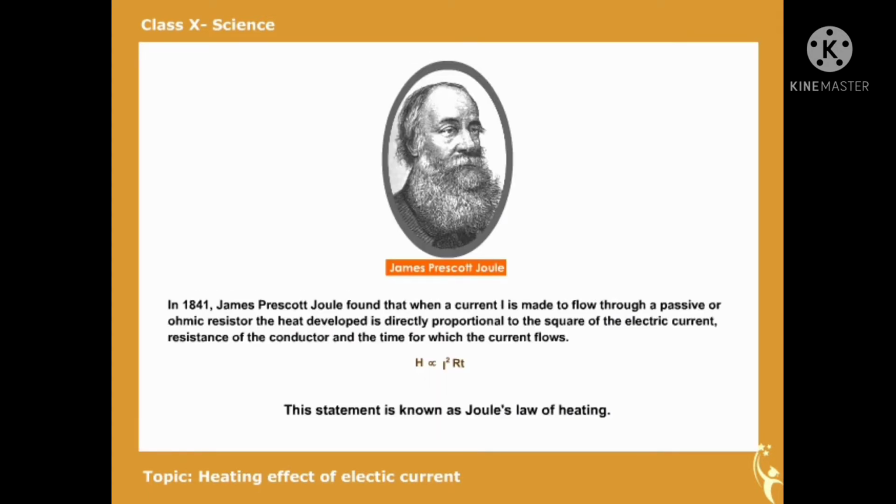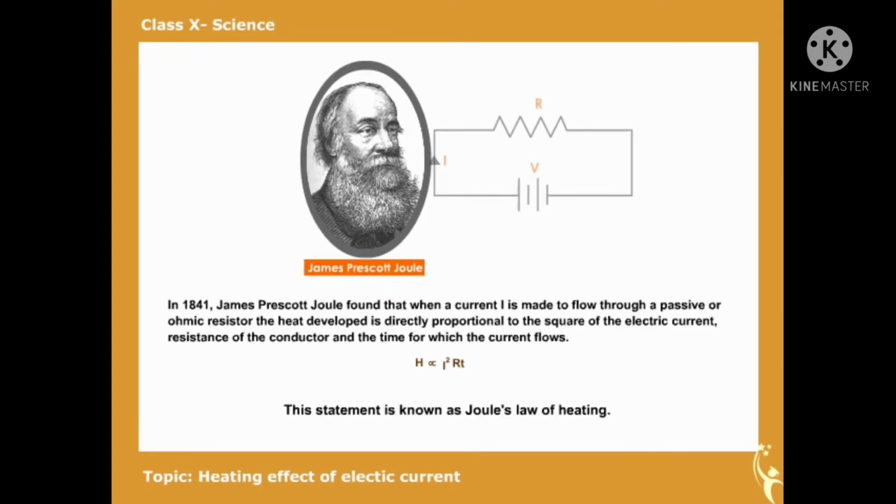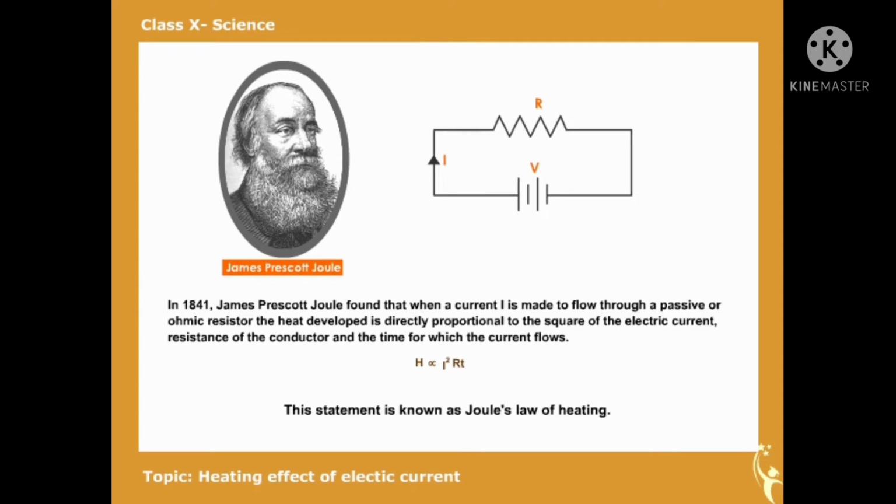Joule's law of heating. In 1841, James Prescott Joule found that when a current I is made to flow through a passive or ohmic resistor, the heat developed is directly proportional to the square of the electric current, the resistance of the conductor, and the time for which the current flows. This can be written as H = I²RT. This statement is known as Joule's law of heating.